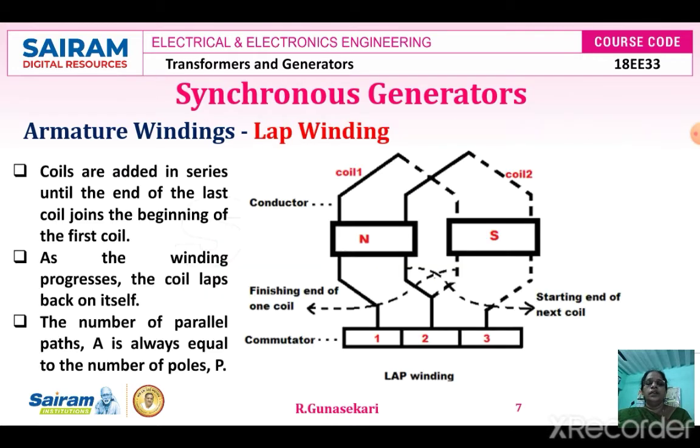Then lap winding. There are three types of windings: lap winding, wave winding, and mesh winding. Now you see the figure. I already told you a coil has two sides. So here the north pole and south pole are there.